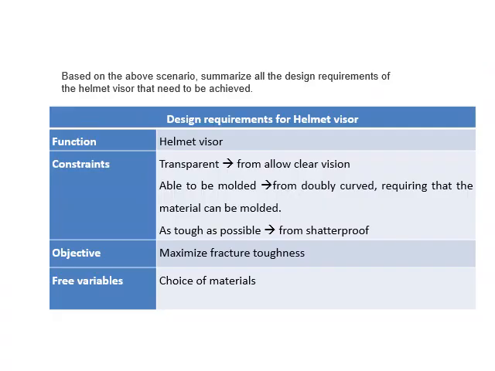Now, actually, this one comes first before you make the table. For the design requirement for the helmet visor, the function is as a protective screen. The constraints will be transparent, able to be molded, and as tough as possible, which means shatterproof. So the objective is to maximize the fracture toughness, and the free variable will be the choice of material. Usually the free variable is the choice of material or design. Other objectives will be quite precise. Constraints sometimes can be indirect, sometimes can be a direct statement.